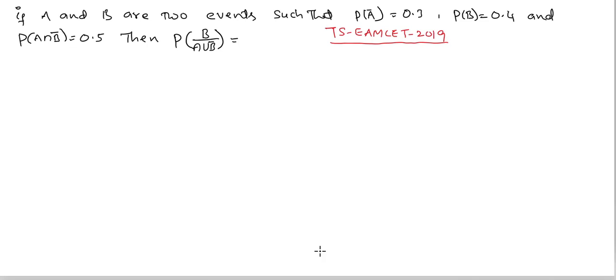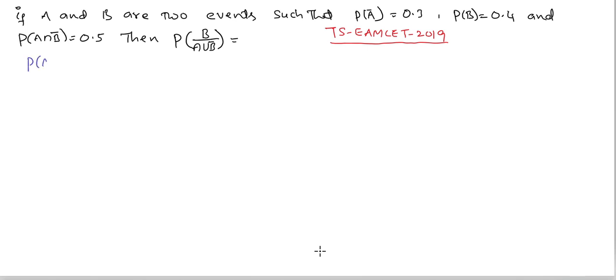If capital A and capital B are two events such that P of A bar is equal to 0.3, P of B is equal to 0.4 and P of A intersection B bar is equal to 0.5, then P of B by A union B bar is dash. This is TSMCET 2019 question.